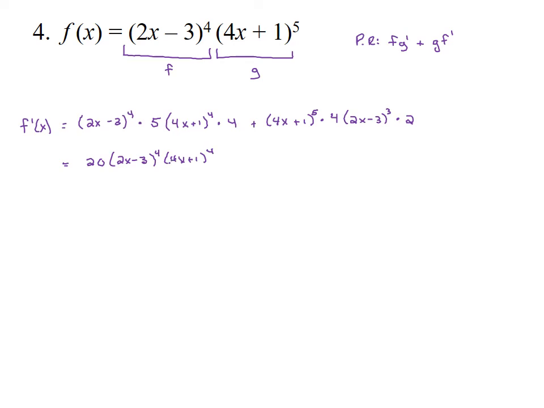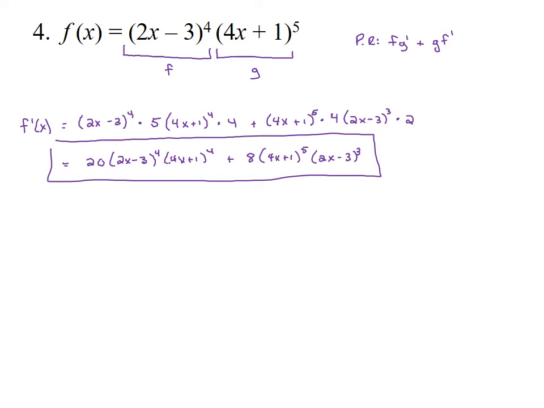Then over here, 4 times 2 just gives you 8. So that would be 8 times 4x plus 1 to the 5th times 2x minus 3 to the 3rd. And you are done. So it's not too bad. But that is an example where it's a product rule, but each product rule part has a chain rule involved as well.